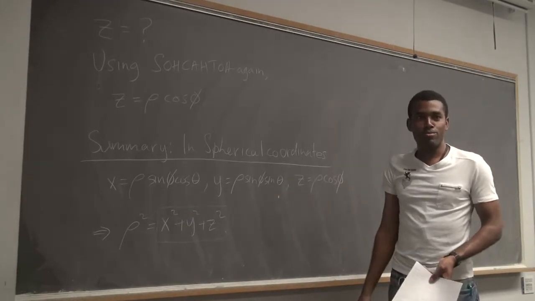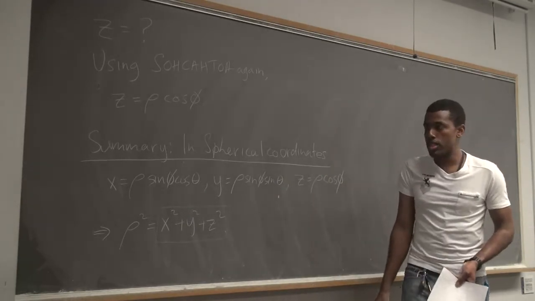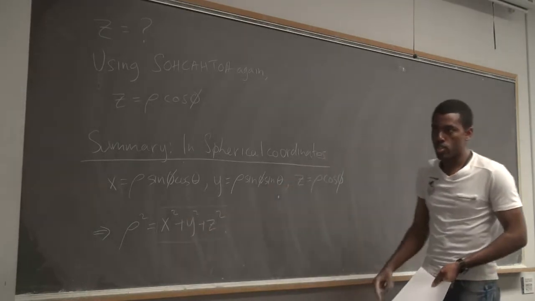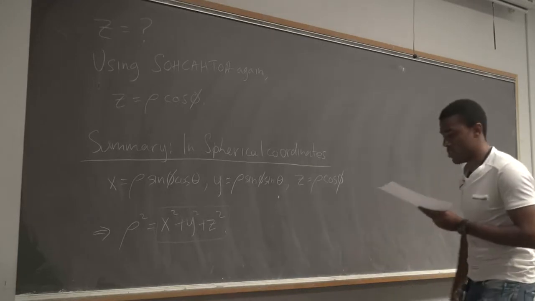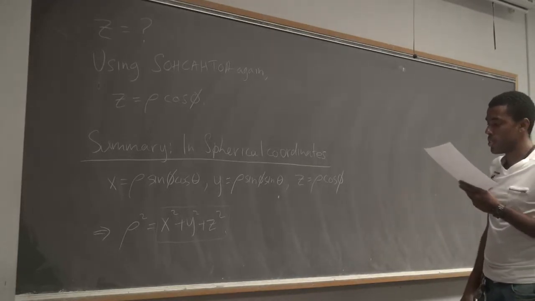So now this is a very convenient expression to have, which you might notice looks like a sphere centered at the origin with radius rho. So it's really set up to encapsulate the idea of a sphere. That's why it's very convenient when you're using it for a sphere.